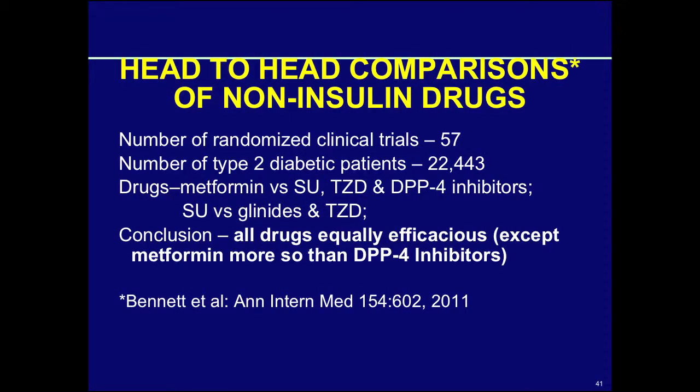And finally, the best way to test the effectiveness of a drug is do head-to-head comparisons. There have been 57 trials, over 20,000 patients, and you can see the ones that have been compared head-to-head. And all of those drugs were equally effective, except a few studies showed metformin was more effective than a DPP-4 inhibitor. So in terms of effectiveness, we don't have a clear winner.